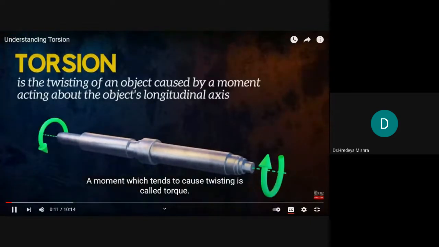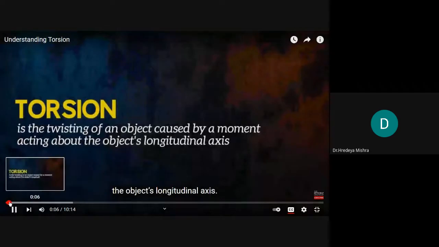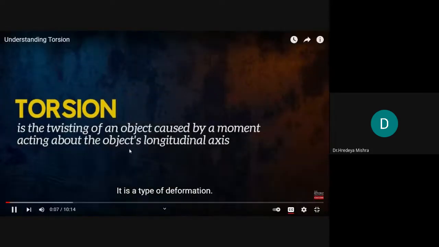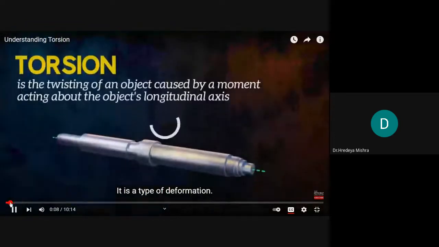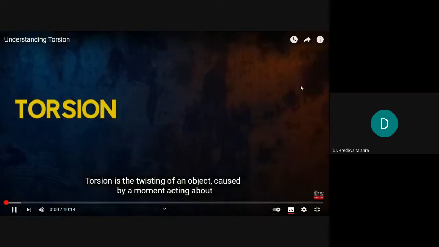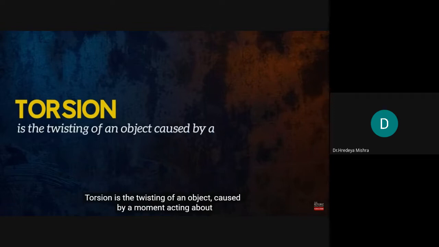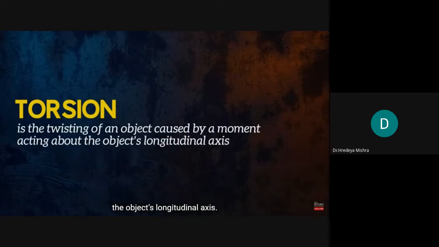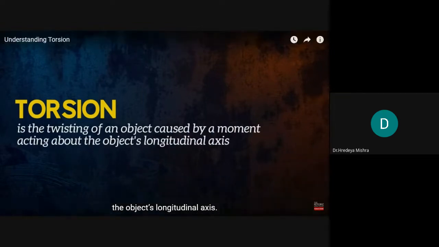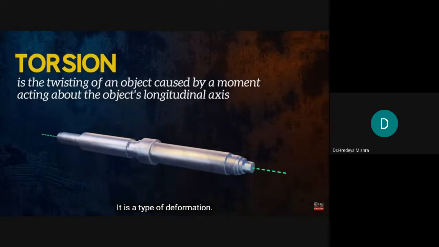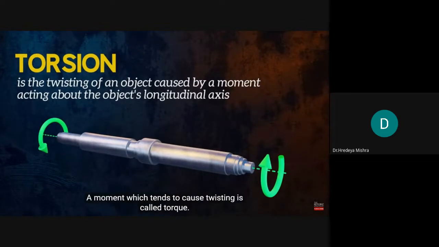A moment which tends to cause twisting is called torque. Longitudinal axis. Longitudinal axis. It is a type of deformation. Torsion is the twisting of an object caused by a moment acting about the object's longitudinal axis. It is a type of deformation. A moment which tends to cause twisting is called torque.